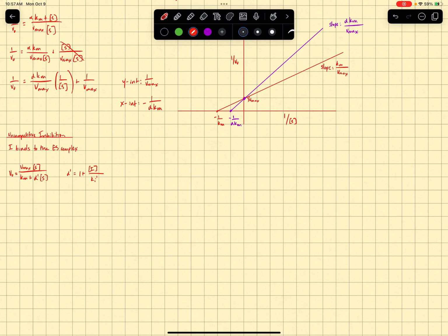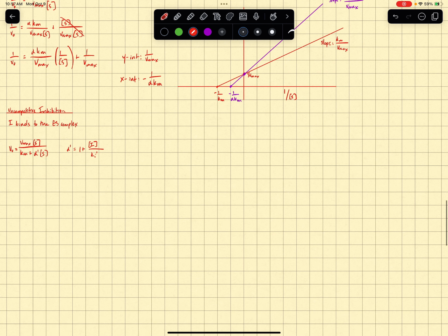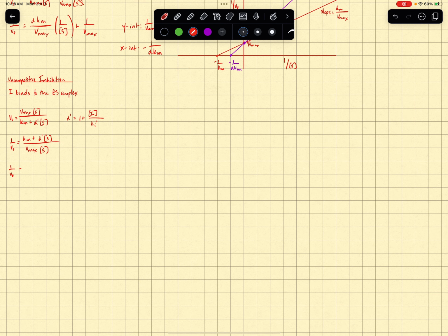And so if we're looking at what this would look like as a Lineweaver-Burk equation, we'd take the reciprocal. We'd say 1 over V naught is equal to Km plus alpha prime times the substrate concentration over Vmax times the substrate. And we'll get 1 over V naught is equal to Km over Vmax times the substrate plus alpha prime times the substrate over Vmax times the substrate concentration. So these will cancel out. We're left with 1 over V naught is equal to Km over Vmax times 1 over the substrate concentration plus alpha prime over Vmax.